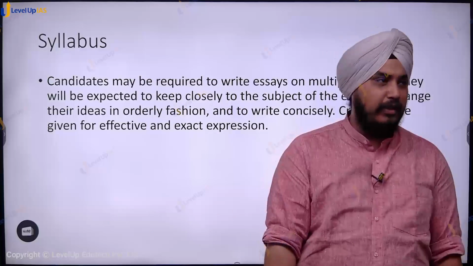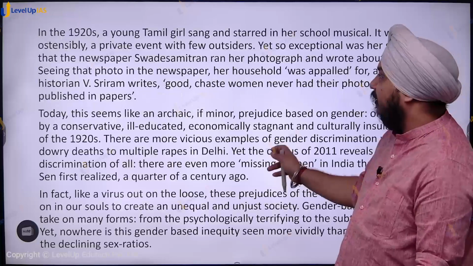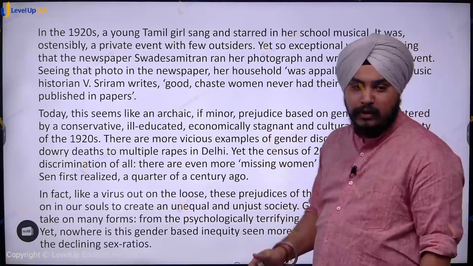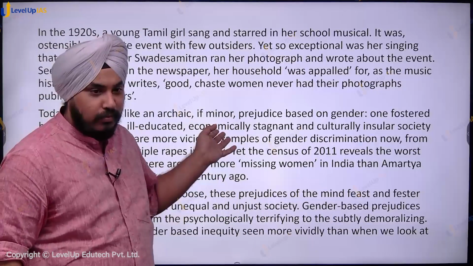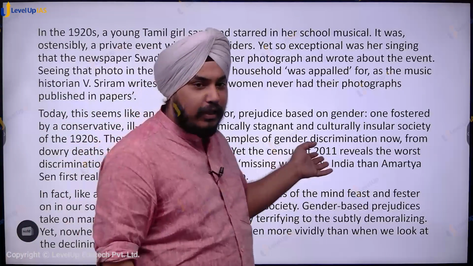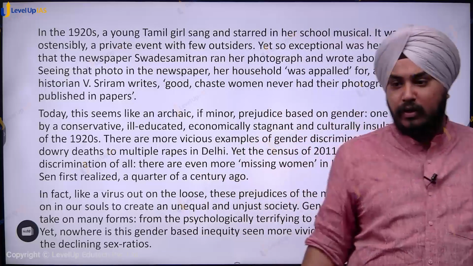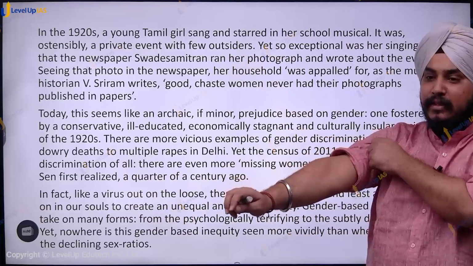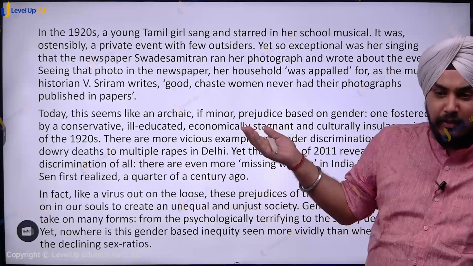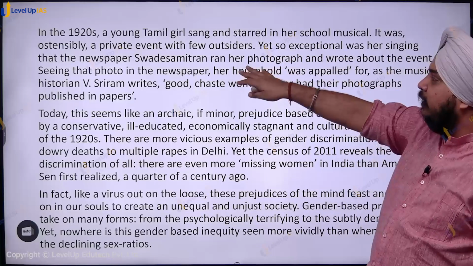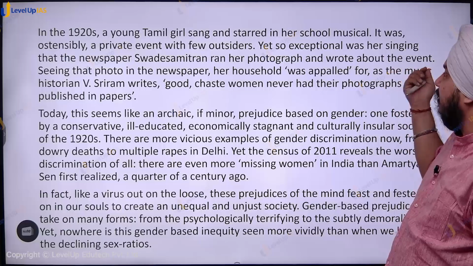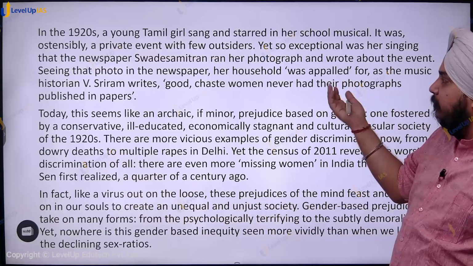I'll take just a few minutes for this. I know it's getting too long. Now this is an excerpt from an essay written by Shashi Tharoor. I used it as an intro for an essay on 'fulfillment of new India is a myth'. You can read this. It says that in the 1920s, a young Tamil girl sang and starred in her school musical. It was ostensibly a private event.